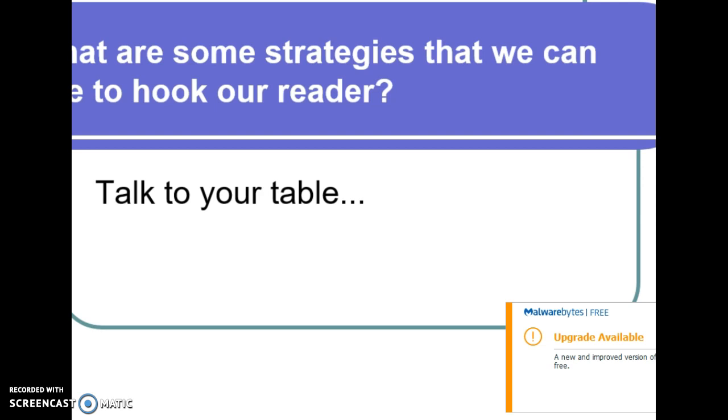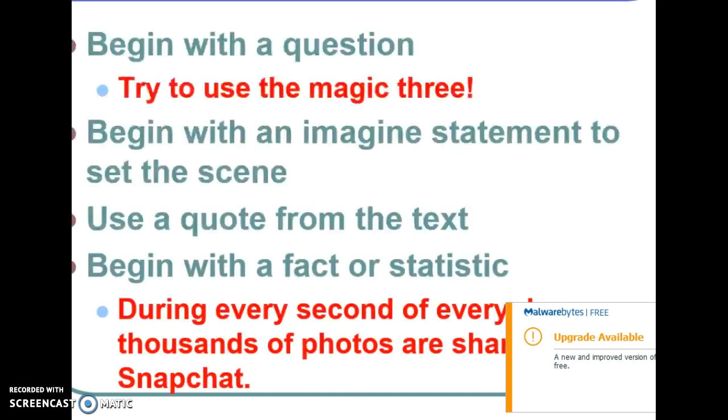And then there's one new one that I'm going to share with you today. And some of you might already have some examples of this. So since we've been doing research, maybe in our research we came across a really shocking fact, something that really surprised you. You could start off with a fact or a statistic that you pulled from a source. So kind of similar to a quote. A quote might be something a person said, but we could also start with a fact or a statistic.